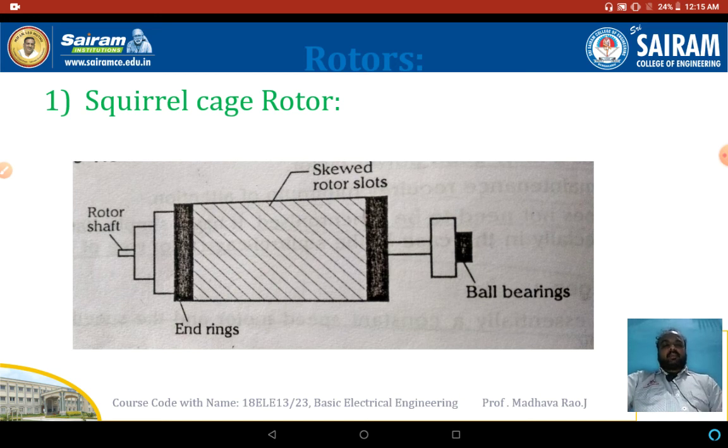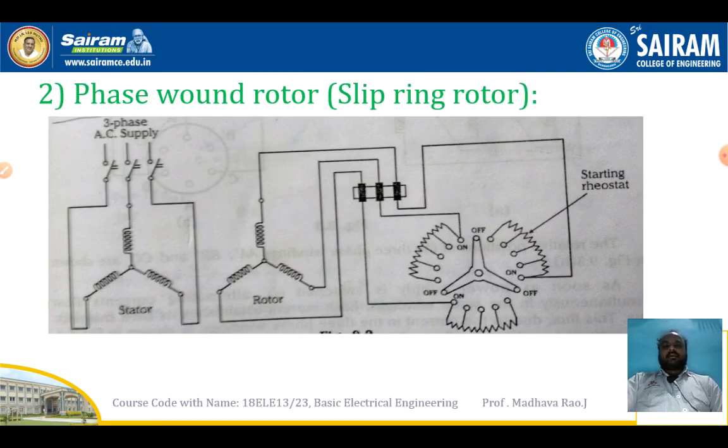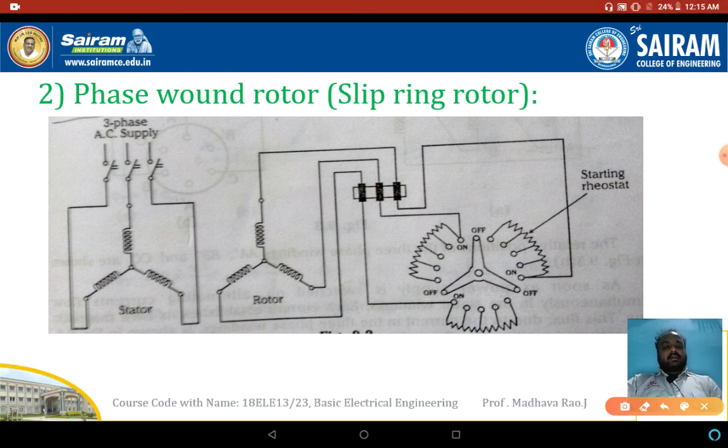Next, the second type, the slip ring rotor, or you can also call it a phase wound rotor. This type of rotor is used in speed control of induction motors. In applications where we are controlling the speed of the induction motor, we use this type of rotor. Here we can see the stator and rotor. This is the stator winding and this is the rotor winding. The rotor winding has a rheostat, which is called the starting rheostat.